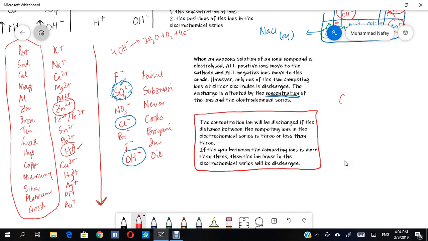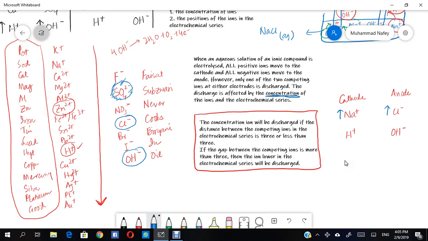So what happens at the cathode? Sodium ions and hydrogen ions move to the cathode. And what happens at the anode? Chloride ions and hydroxide ions move to the anode. Now, since it's a concentrated solution, we have a higher proportion of sodium ions and a higher proportion of chloride ions as compared to hydrogen ions and hydroxide ions respectively. So according to this rule, the concentrated ion will be discharged if the distance between the competing ions in the electrochemical series is 3 or less than 3.